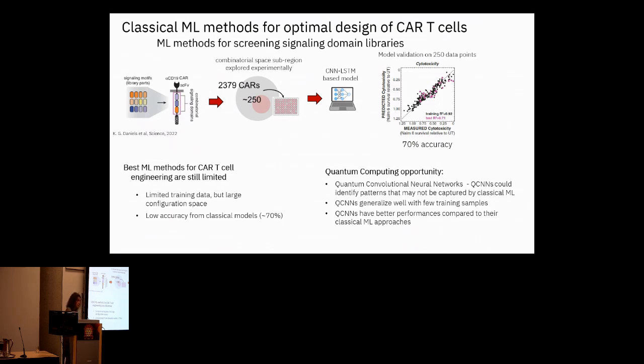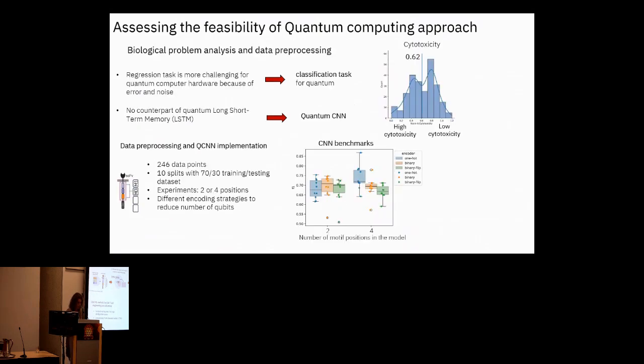So we saw an opportunity for the quantum computing approaches because quantum convolutional neural network have been proved in some cases to generalize well with a limited data set. And in some other case, they show better performances compared to classical convolutional neural network when applied to classical data. So we first assessed the feasibility of the quantum approach.